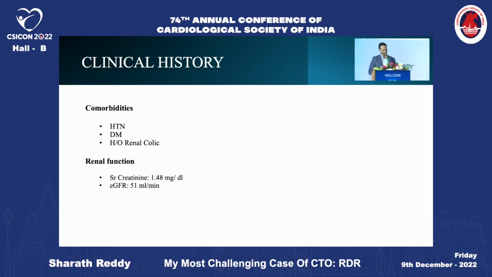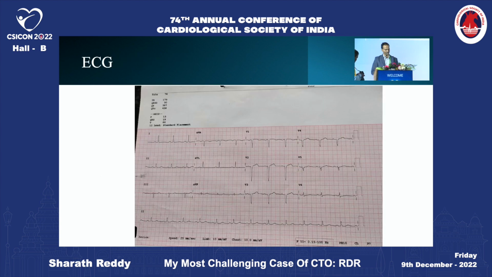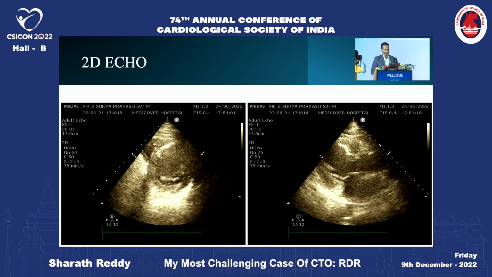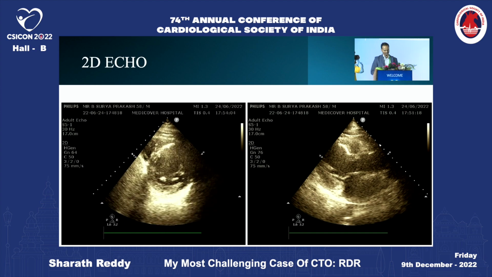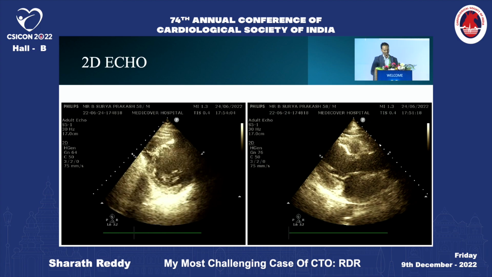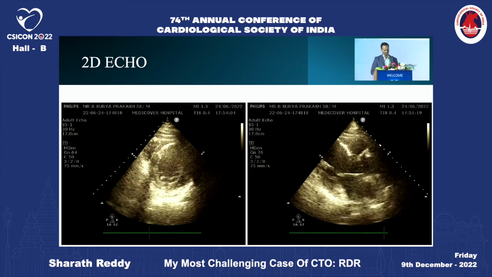And CAG done showed patent LAD stent and CTO in right coronary artery. These are the comorbidities, and his renal function is something which is a concern for subsequent intervention. And this was his ECG. Inferior is good, and you can see this is his echo showing good regional wall motion in the inferior wall, and in fact the anterior wall is a bit hyperechoic due to previous infarct.